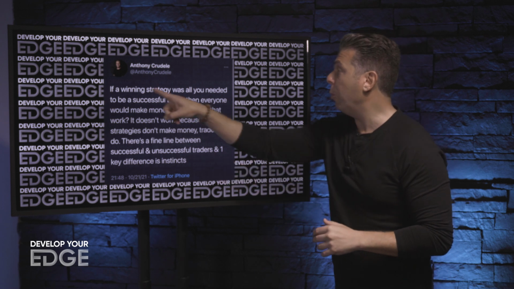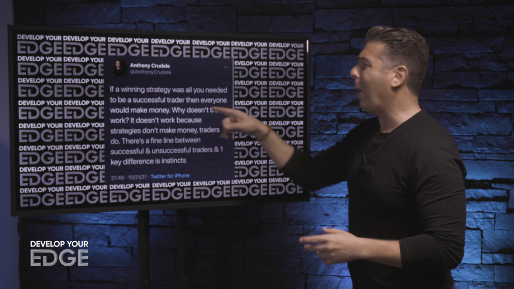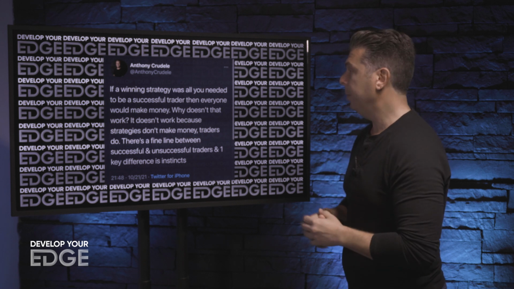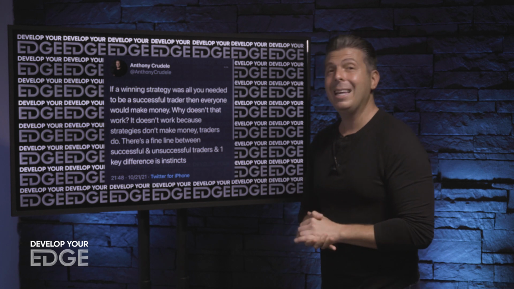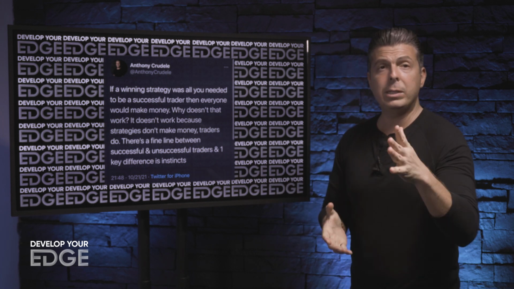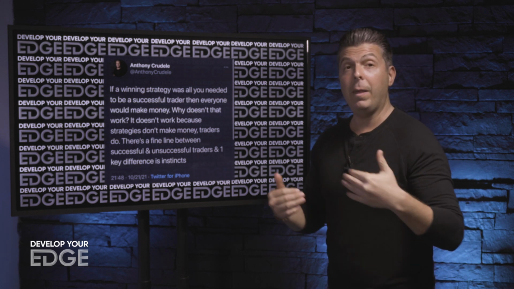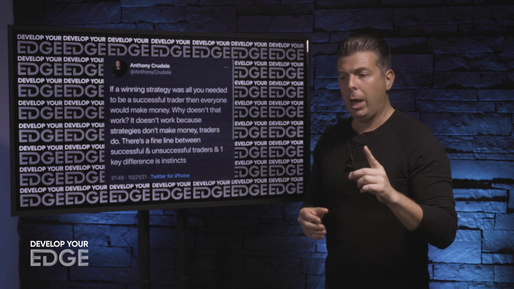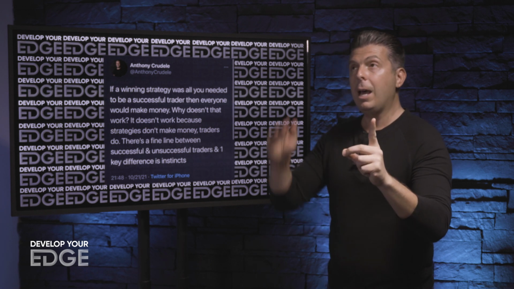I put this tweet out the other day. If a winning strategy was all you needed to be a successful trader, then everyone would make money. Why doesn't that work? It doesn't work because strategies don't make money, traders do. There's a fine line between successful and unsuccessful traders, and one key difference is instincts. Recently, I did a podcast on Futures Radio Show about the 9 essential instincts that I have found are absolutely necessary in becoming a successful trader. And one of those things is execute off of the risk price. The targets don't matter to me nearly as much.